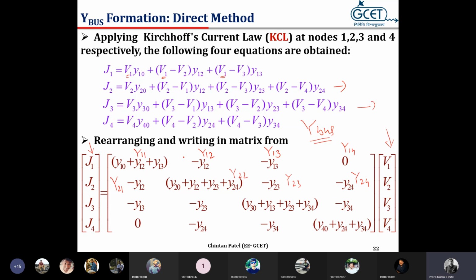Now compare: the ones in the circle are written as small values, small y12, and the ones outside the circle are the capital values, capital Y12. So capital Y12 indicates the location and small y12 indicates its value.